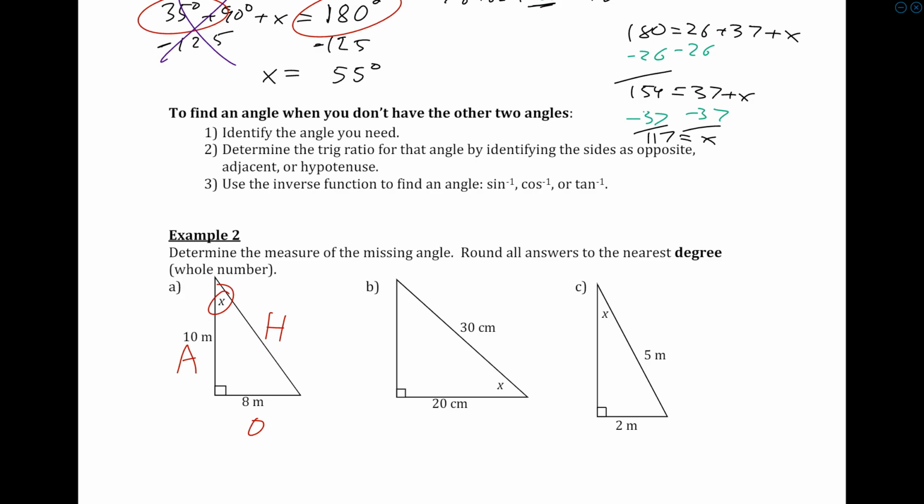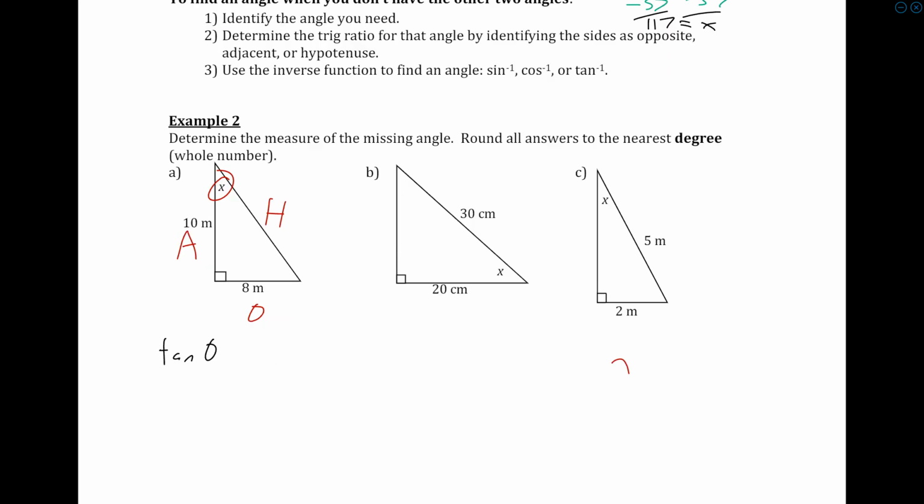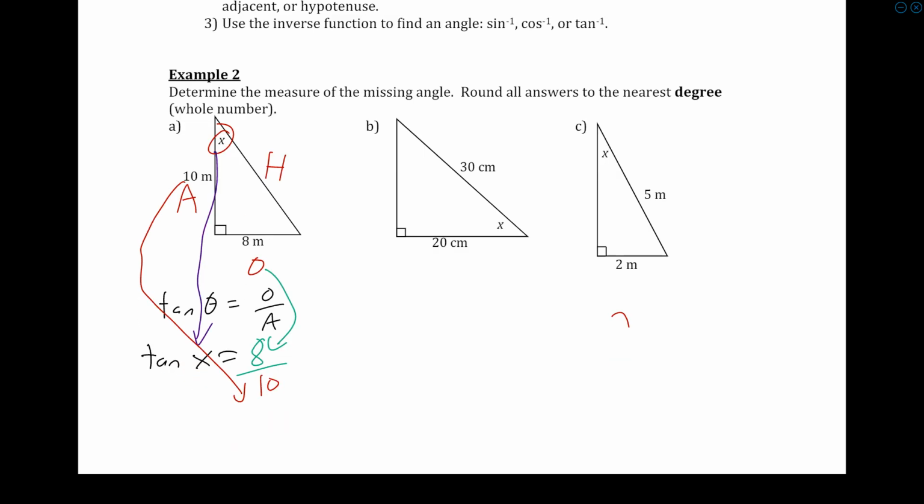Tan, okay. So in this case, if I set up my tan relationship, remembering tan of some angle equals opposite over adjacent. Okay, so in this case, tan of x, the unknown, equals opposite, this one is 8, over adjacent, this one is 10. Okay, tan of x equals 8 over 10.